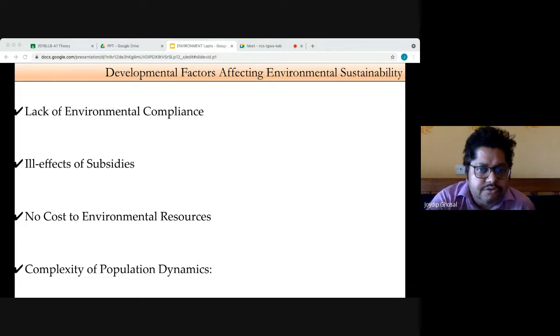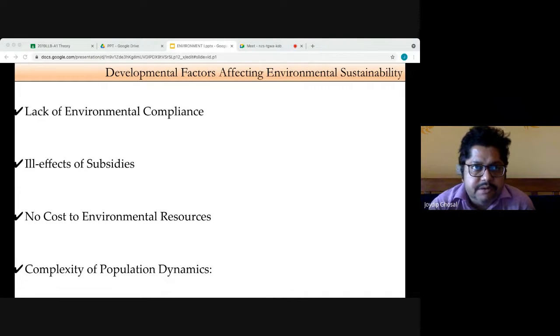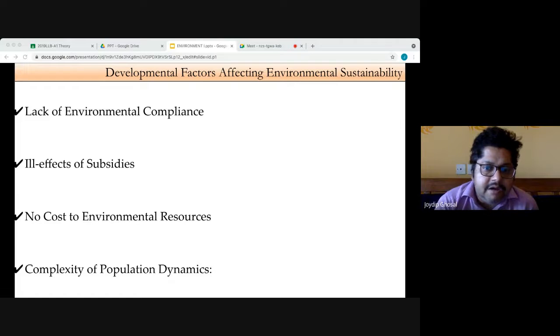Next one is no cost to environmental resources. Access to natural resources is entirely open, and no individual user bears the full cost of environmental degradation, and resources are consequently overused. The last thing we can talk about is the complexity of population dynamics. Increasing population tends to exaggerate the linkages between underemployment and environmental degradation. Further, poverty generates significant incentives to raise large families and stimulate migration, which makes urban areas environmentally unsustainable. So both outcomes increase pressures on resources and consequently worsen environment quality, diminish productivity, and reinforce poverty.